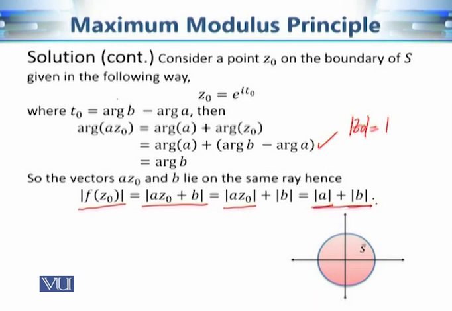Now what does this imply? It means that the functional value at z naught is equal to mod of a plus mod of b, which is basically the maximum value of the function. So this point z naught is a point on this circle, which is the boundary of S, where this maximum value of the function is attained.